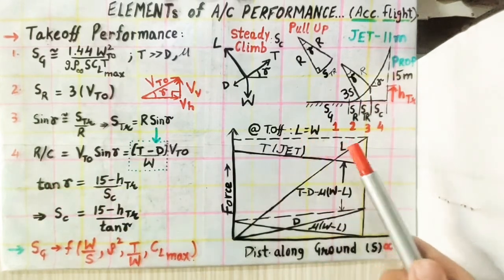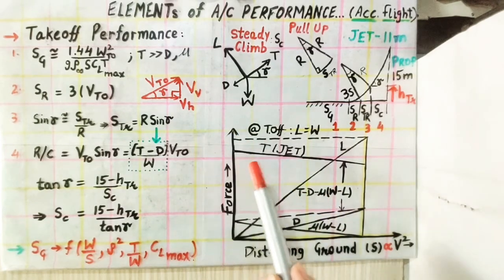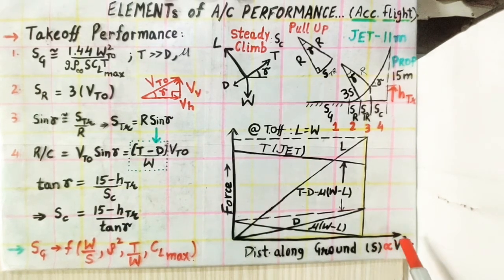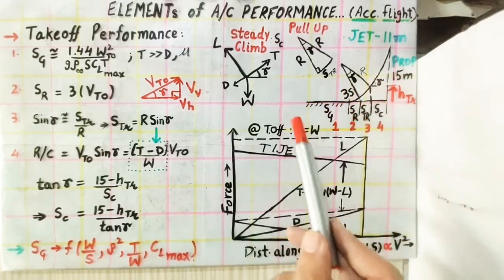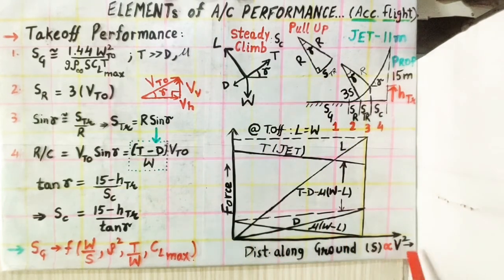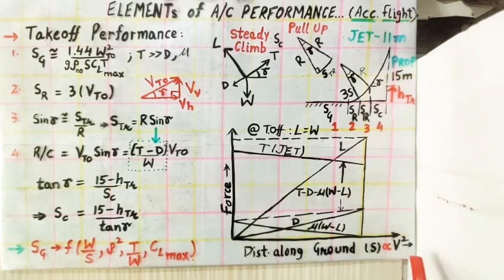So now the last topic of this lecture is the forces and their variation with velocity. Actually, it is variation with v square, velocity square. When the aircraft is moving on the runway, how do the thrust, drag and lift vary with the distance or with the velocity? With v square actually.